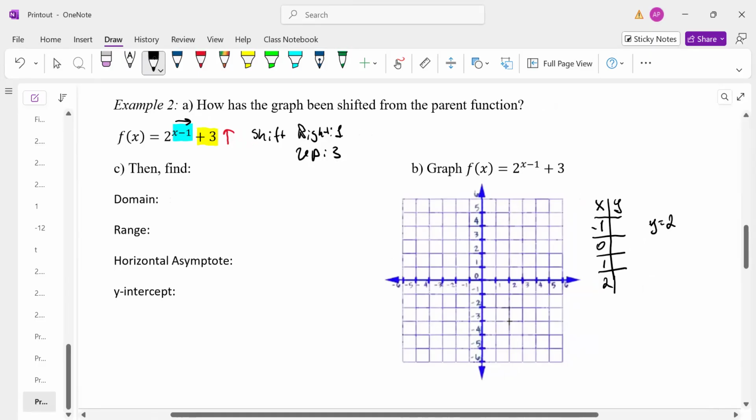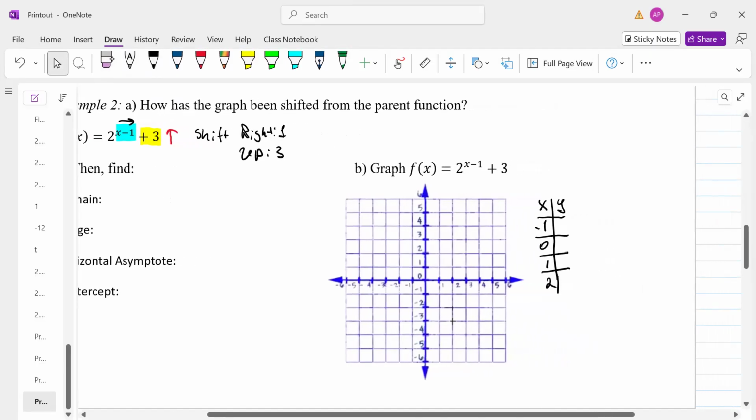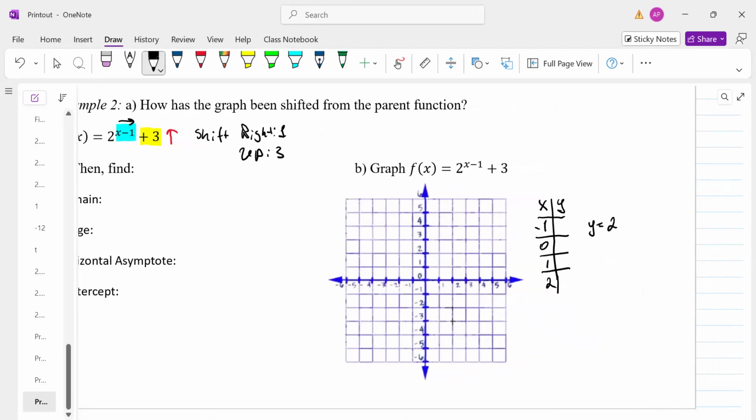So y equals 2 to the power -1 minus 1 plus 3. So that gives us 2 to the power -2 plus 3. Then remember that the negative power makes your 2 into a fraction. So it becomes 1 over 2 to the power 2 plus 3. And then 1 over 2 squared is 1/4. So therefore we'll have 1/4 plus 3, and therefore you get 3 and 1/4.